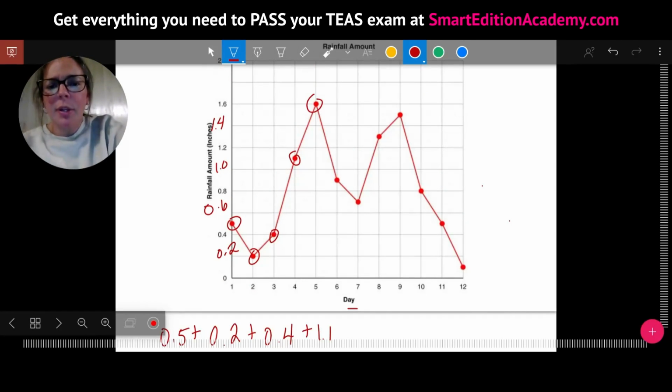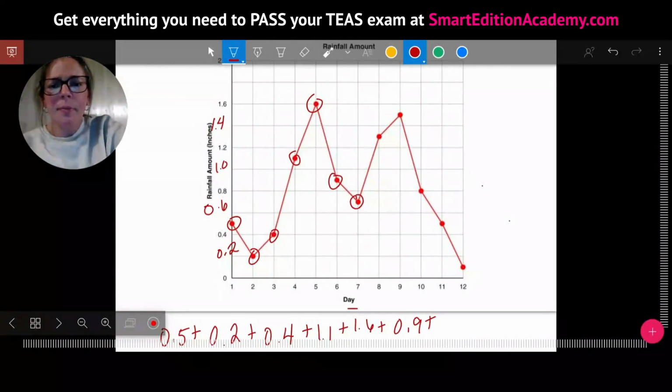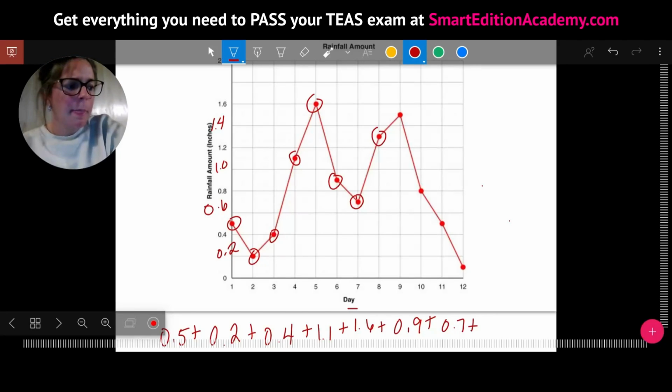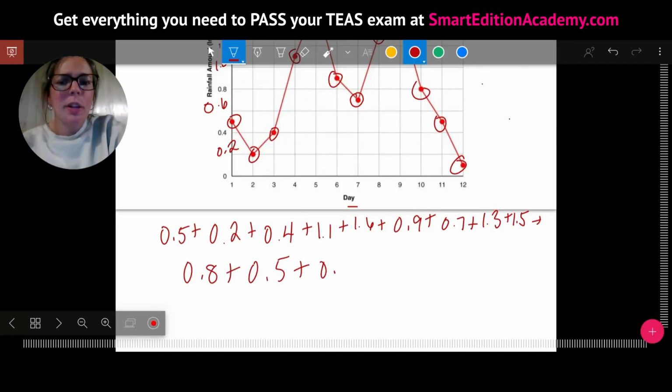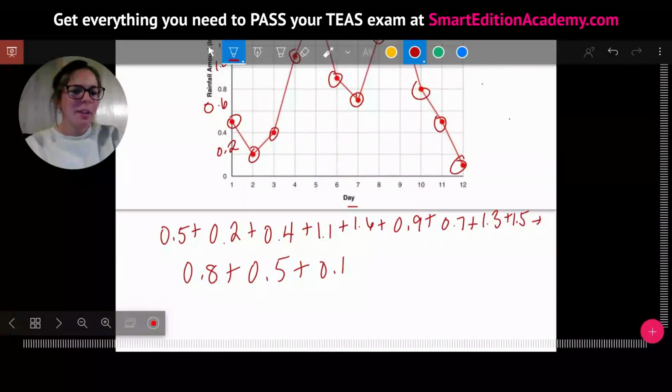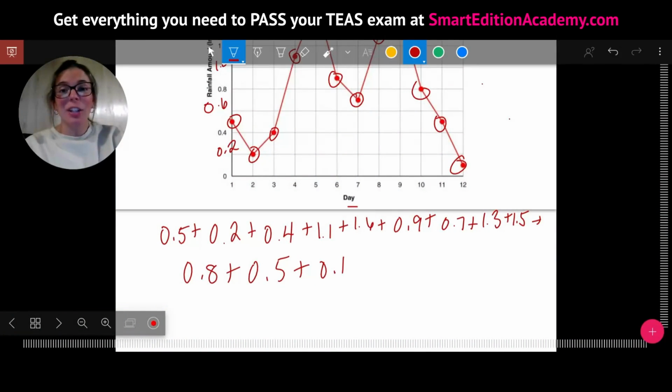Day 5, 1.6. Day 6, 0.9. Day 7, 0.7. Day 8, 1.3. Day 9, 1.5. Oops, I'm running out of space. I wrote too big. It's all right. Day 10, 0.8. I'm just going to continue this down here for now. Day 11, 0.5. And day 12, 0.1.